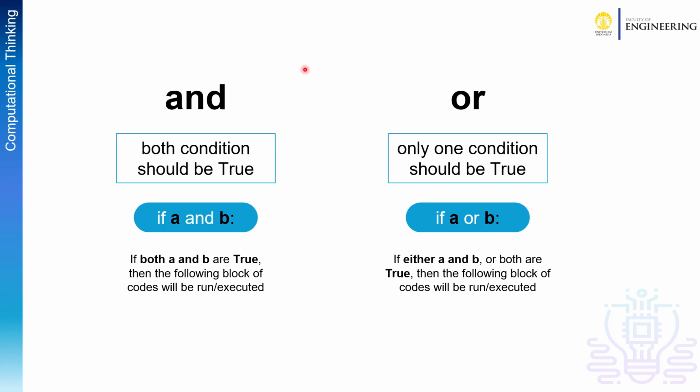Similar to what we already learned when we studied flowcharts or pseudocode, when we have and or or operators. So and will only have a true value if both A and B are true. So if both A and B are true, then the next code will be executed. But if you use or, we only need A or B to be true, and then the following code will be executed. On the next slide, we can see examples comparing and and or in Python code.